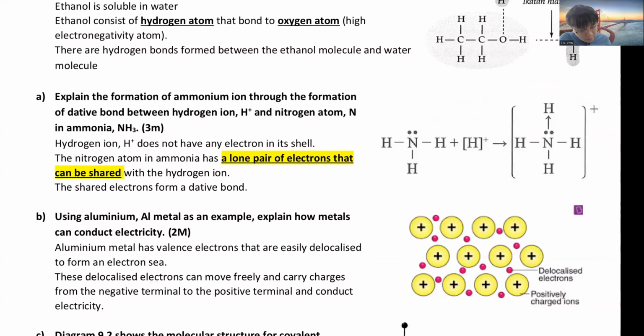Then how about the dative bond? You must mention hydrogen is the poor one that doesn't have any electron. Then nitrogen has a lone pair of electrons that it can share. So they form a dative bond.